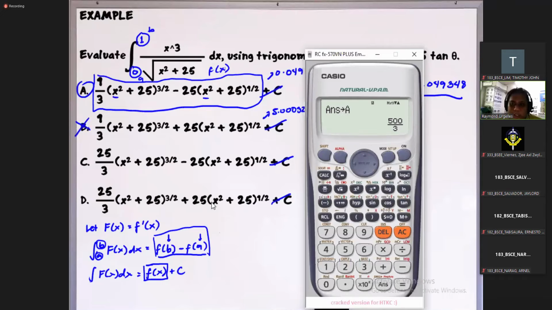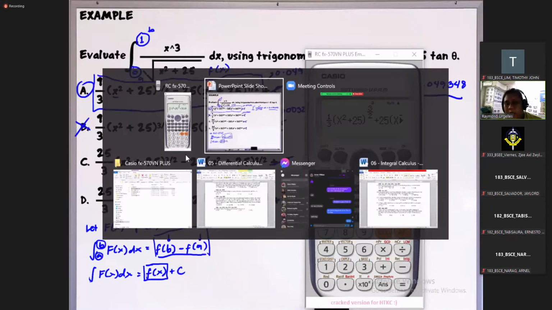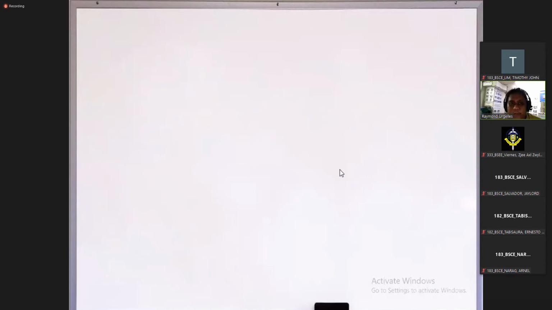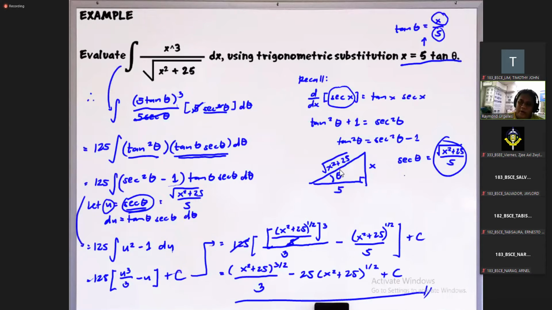Kasi diyan nyo makikita kung mali ba talaga yung nasa ibang choices. Ang alam ko palaki ng value, from A to D. Kaya try nyo na lang. Any questions sa para dito, sa trigonometric substitution?